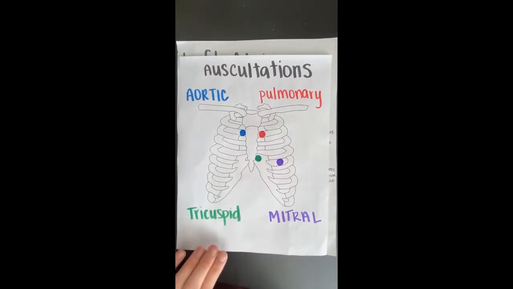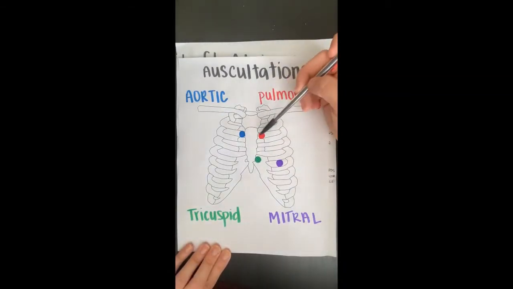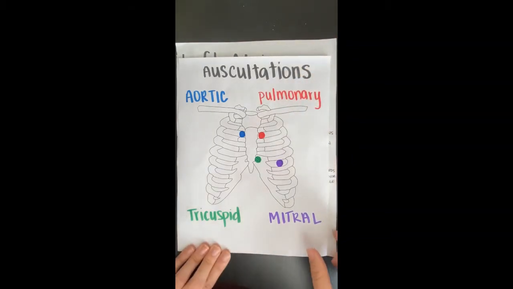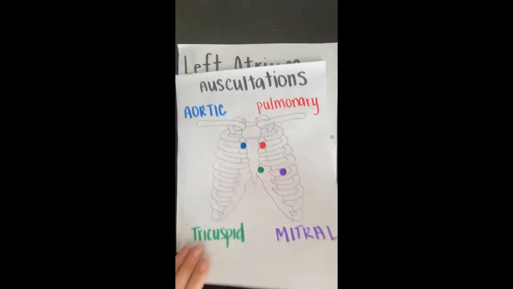These dots indicate where the heart sounds can be auscultated. Please note that these auscultation sites differ from the actual location of the valve.